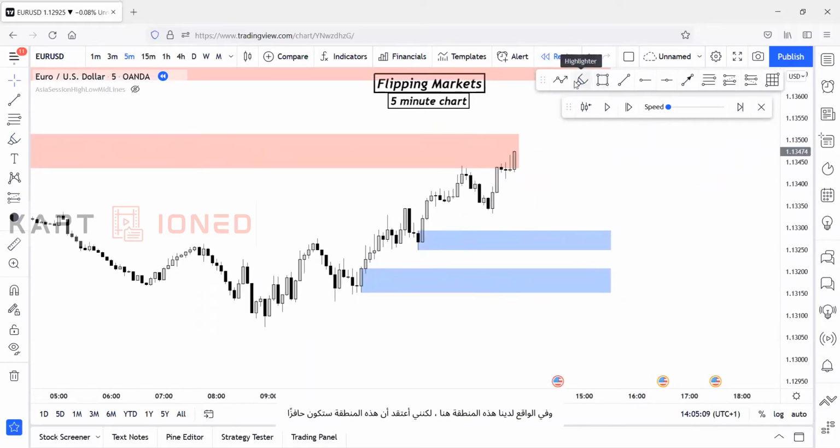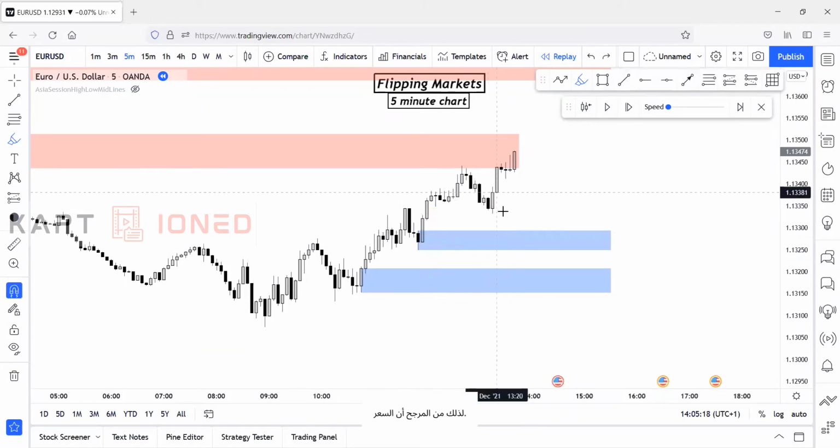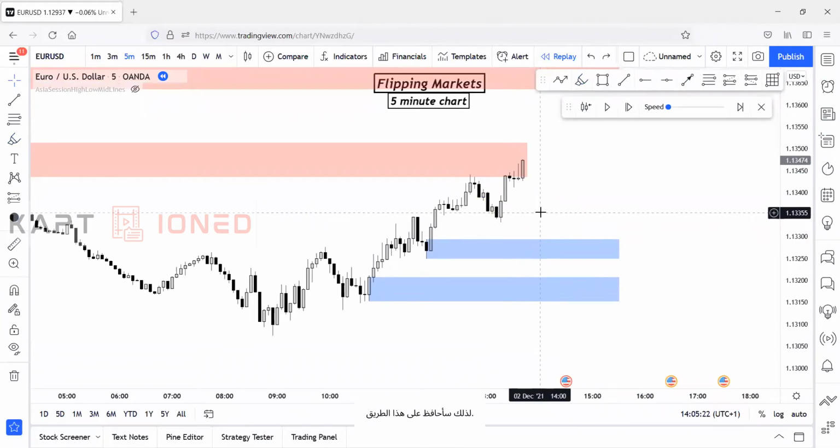And actually, we have this zone right here, but I believe this zone will be inducement for this zone because, as you can see, here are double bottoms and liquidity. So it's more likely that price sweeps this zone than reverses on it. So I will just keep it that way.